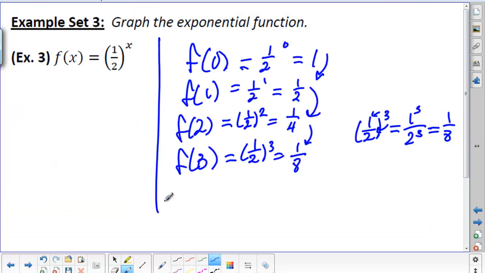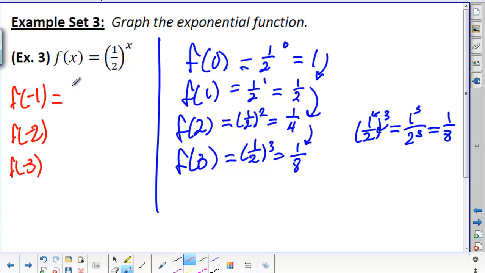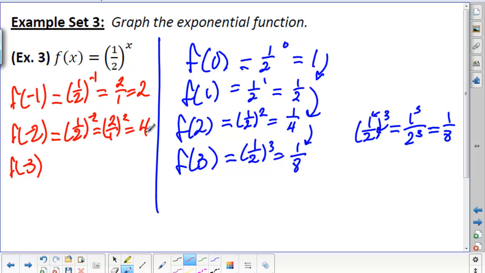Now if you go the other way with it, say -1, -2, and -3, that's 1/2 to the -1. Remember, we said that's basically a reciprocal. So that becomes 2/1, which is 2. So we get 1/2 to the -2. That's 2/1 squared, which is 2 squared over 1 squared. That's 4.